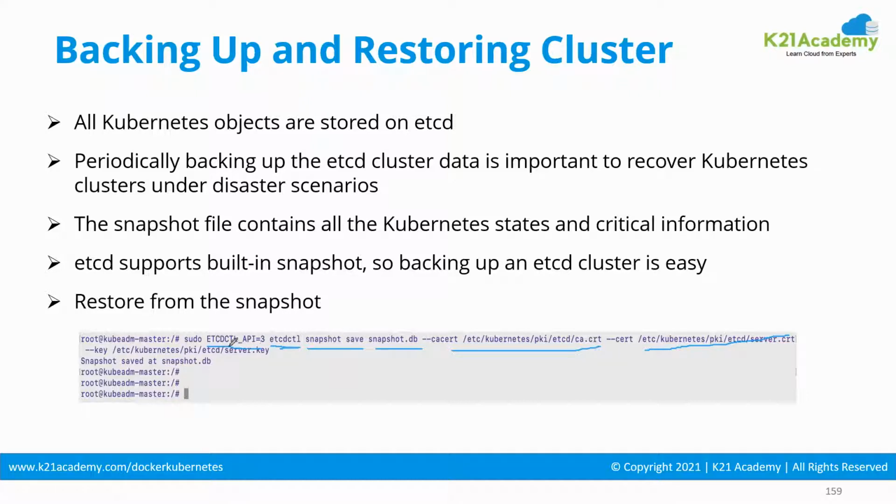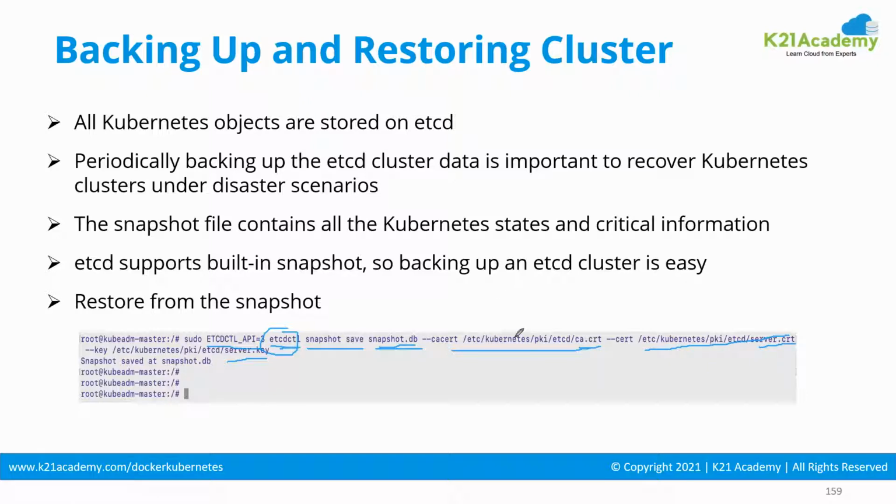You have to use the etcdctl API=3 version, and this is the command you need to use. Then snapshot save, you give the name of the snapshot and the certificates: ca.cert, server.cert, and the key of the server. These three things need to be provided while creating a backup. If you miss any of them, then it will not be restored properly. So taking a backup is very, very essential.